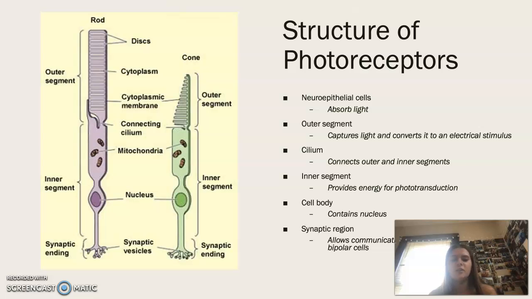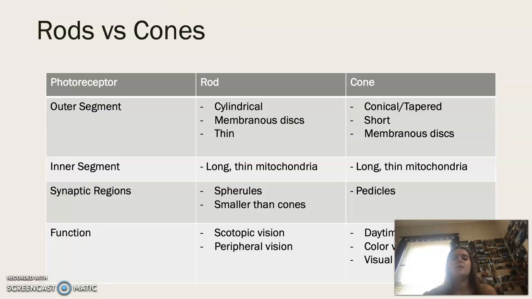We can see the mitochondria here, which we know are responsible for providing energy for phototransduction that's later used in this pathway. Finally, looking at the synaptic regions of rods and cones, rods have what are known as spherules, and these synaptic regions are smaller than cones.